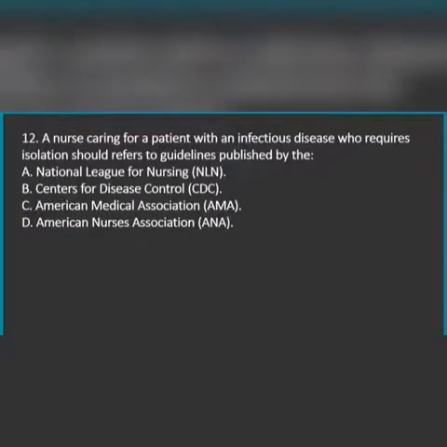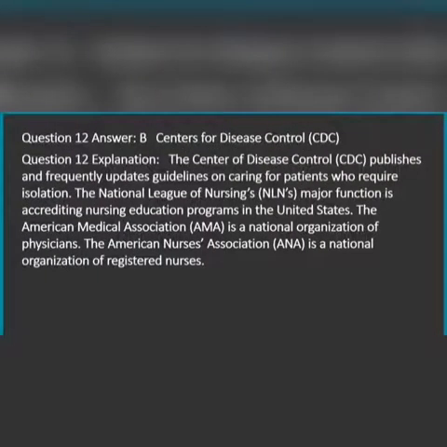Question 12. A nurse caring for a patient with an infectious disease who requires isolation should refer to guidelines published by the A. National League for Nursing, NLN. B. Centers for Disease Control, CDC. C. American Medical Association, AMA. D. American Nurses Association, ANA. Question 12. Answer: B. Centers for Disease Control, CDC.